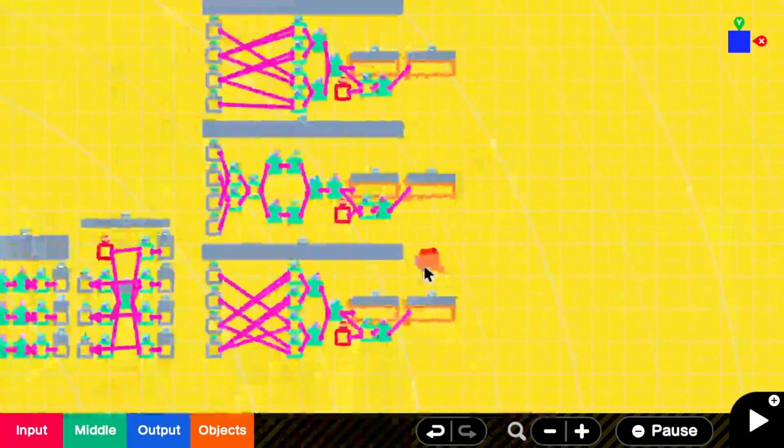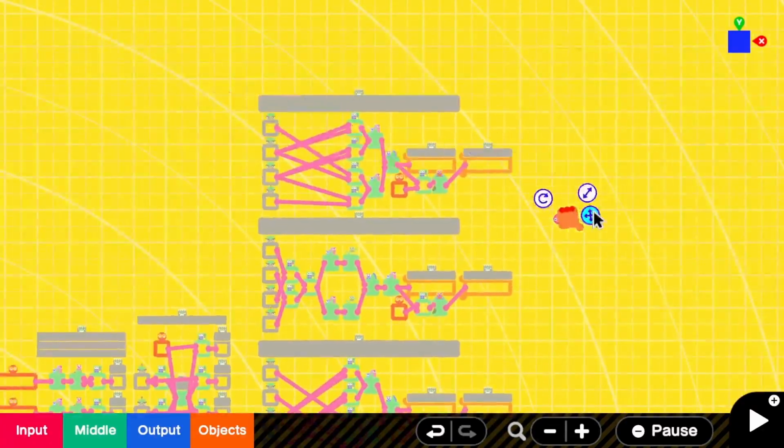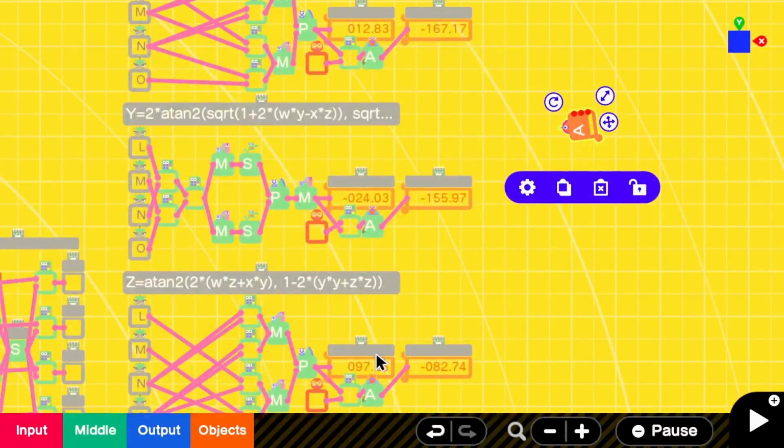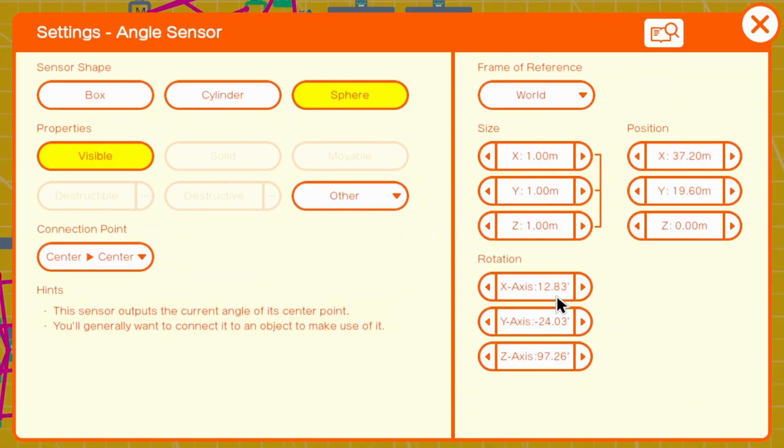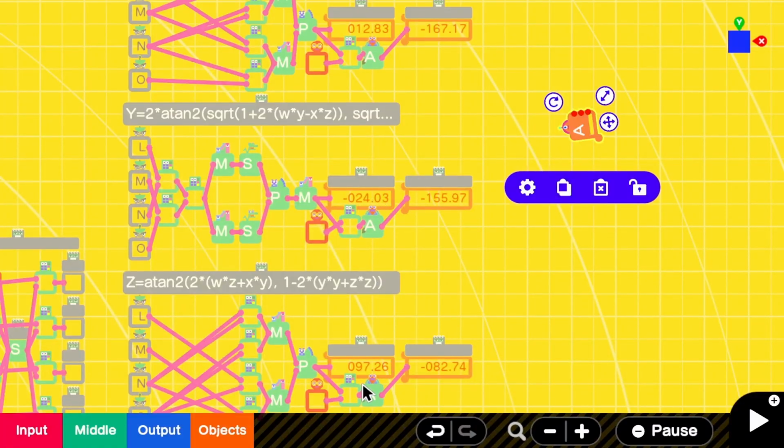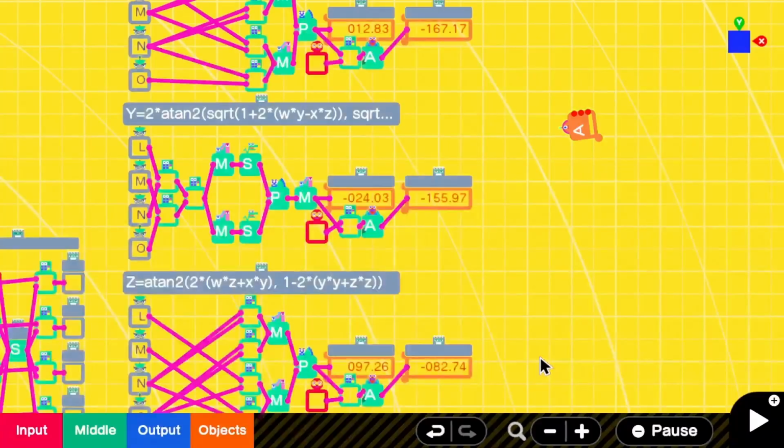Another thing you can notice with this calculator is that there are two number objects here. With the Euler angle system, you can reach the same orientation or rotation with different combinations of Euler angles. Here I'm just showing another copy. For example, here we use 12.83, negative 24.03, and 97.26. This other column holds alternative values that we can use to reach the same output.